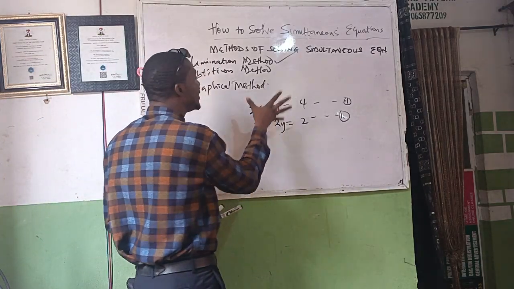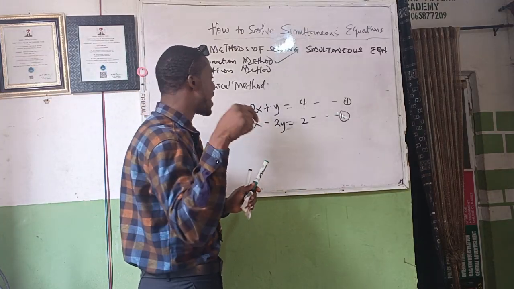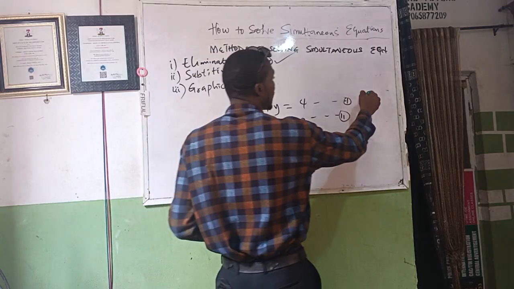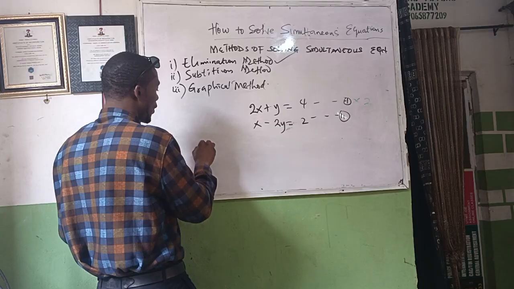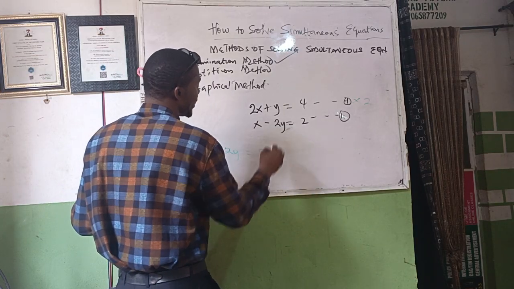Now let's go. How can I make them equal? The first thing is that I've known that I'm eliminating y. The second step which I have said is that I should make them equal. How can I do that? I multiply equation 1 by 2. Then I have 4x plus 2y is equal to 8.